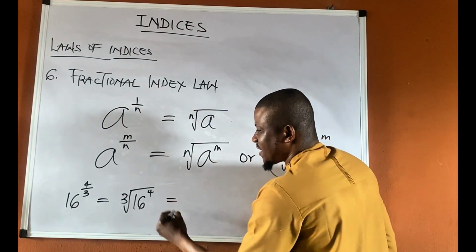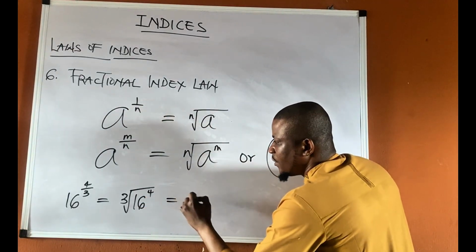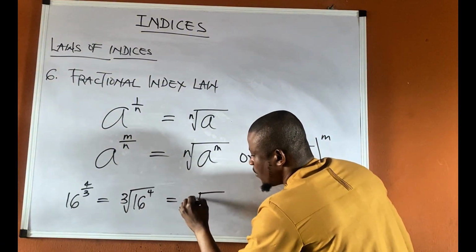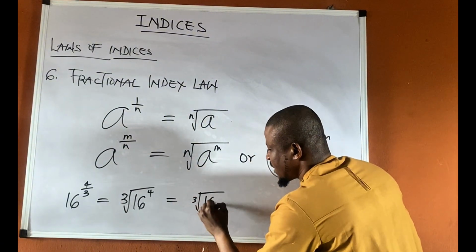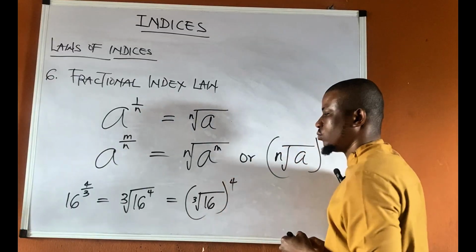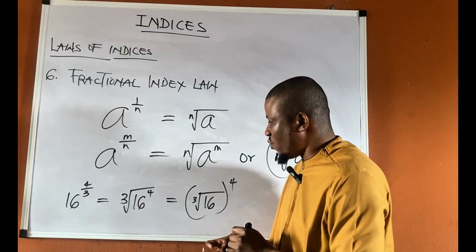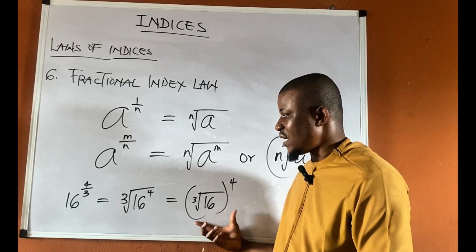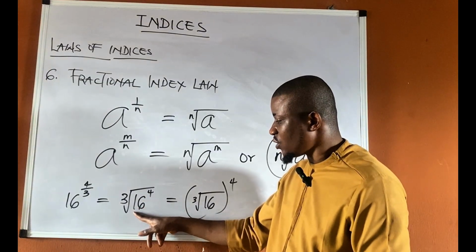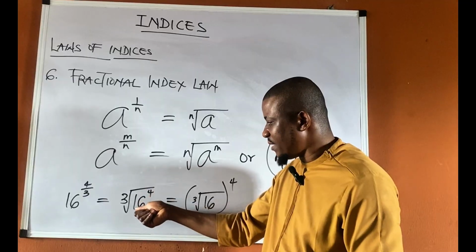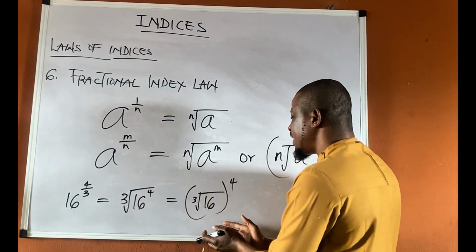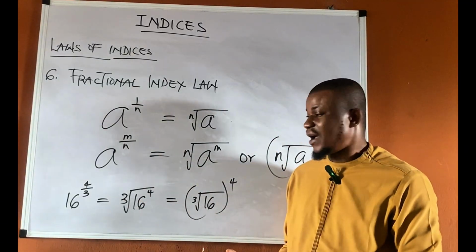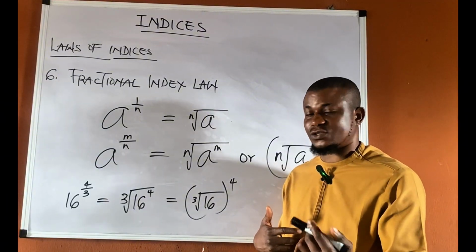We can also write this as 3 is the root number. This is 16 all to the power of 4. Whether you write it this way or this way, they are both correct. Either the power is inside the root, on the base, on top of the base, or the power is totally on everything here, it is correct. However you represent it.